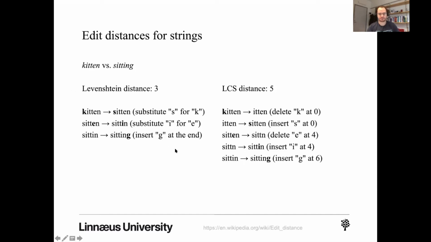So you first optimize it, then you say, okay, now let's look at what happened, and then you get something like this, right? For the LCS distance, it's exactly the same, only each substitution is basically a deletion followed by an insertion. So first I deleted K, then I inserted S, which is the same thing I did here. Then I deleted E, and then I inserted I, which is the same thing that I did here. And then insert G at the end. And you end up with an LCS distance of 5.